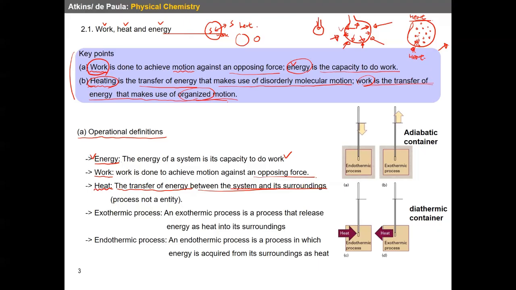So there are two different types of process. The first is the exothermic process, and the other is the endothermic process. An exothermic process is a process that releases energy as heat into its surroundings. An endothermic process is a process in which energy is acquired from its surroundings as heat.